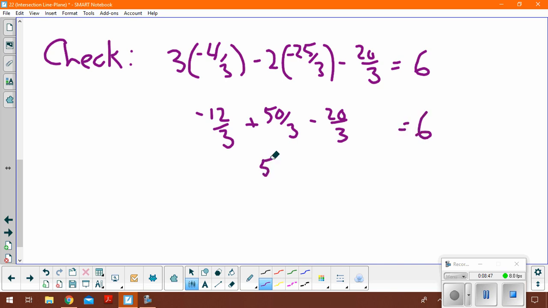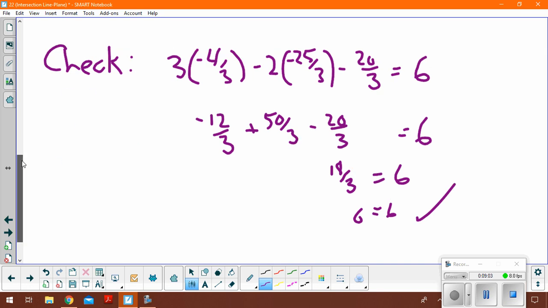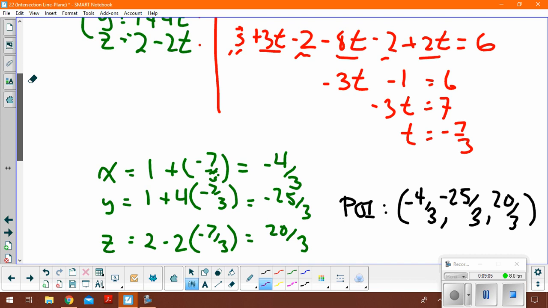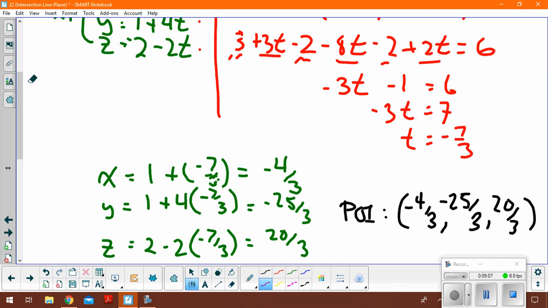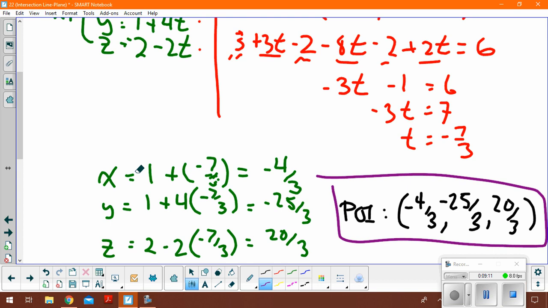So I've got 50. Let's see, 50 take away 20 is 30, take away 12 is 18. So I have 18/3 equals 6, and 6 equals 6, and we're good. Okay, so that's all you really have to do. Take the parametric form, plug it in, and run with it, and you get your point of intersection. So let's try another one.